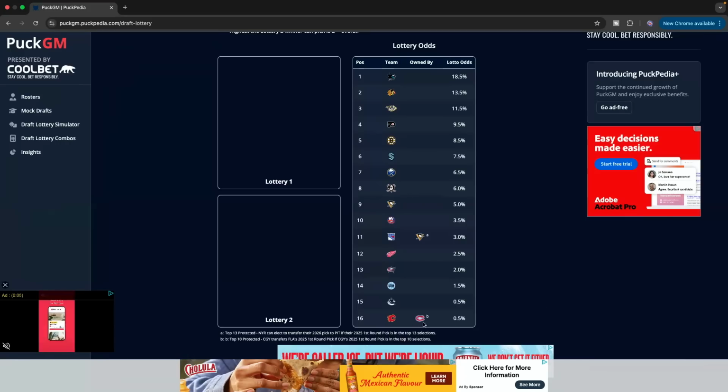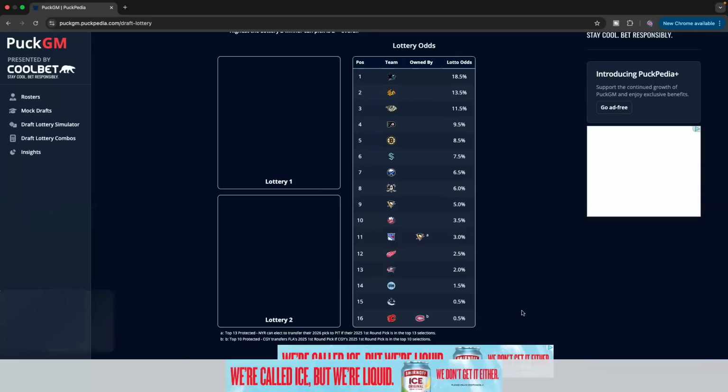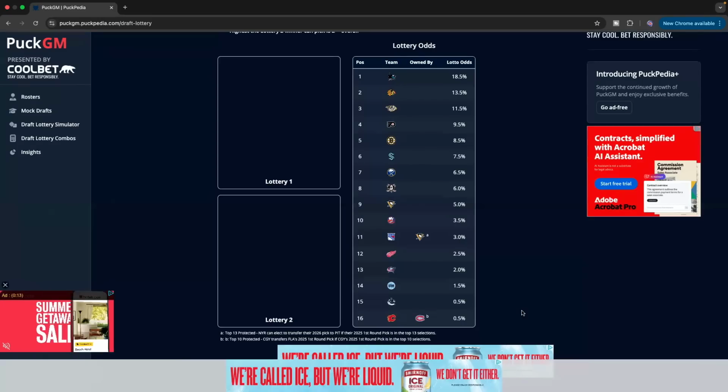Of course, the other one here is Montreal with Calgary. It's a top 10 protected pick, but the Calgary Flames also have the first round pick of the Florida Panthers from the Matthew Tkachuk trade. So basically, they're going to get whatever pick is higher here.